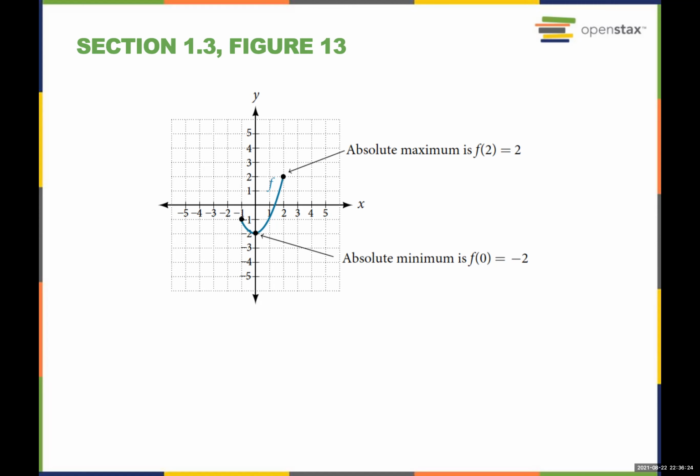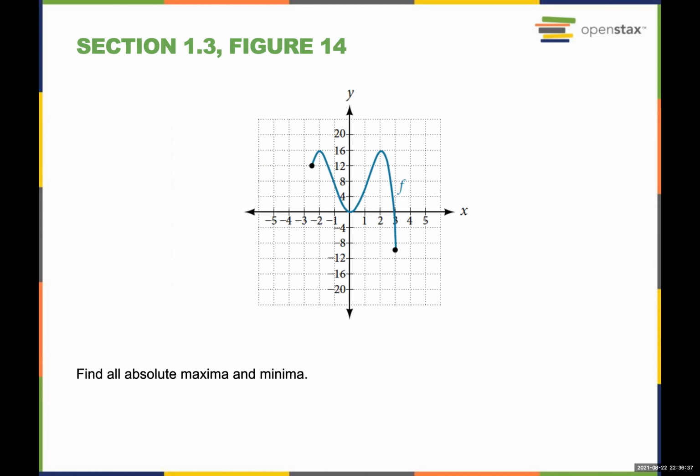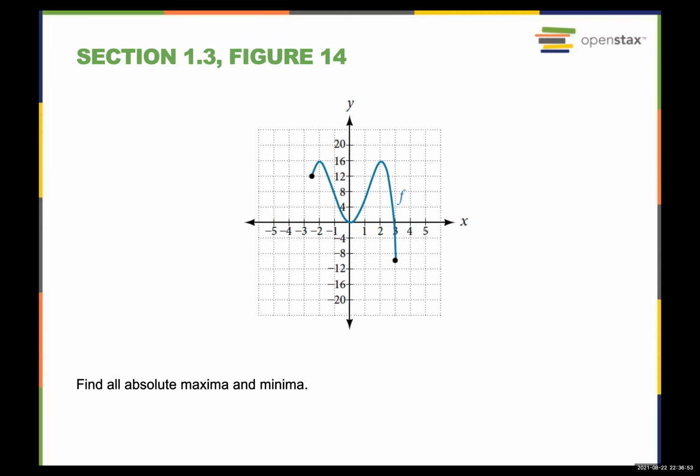Next one, figure number 13. Absolute minimum is at f of 2 is equal to 2 based on this, and absolute minimum is f of 0 is equal to -2. How about this one? Find the absolute maxima and minima. How do we find all the absolute maxima and minima?